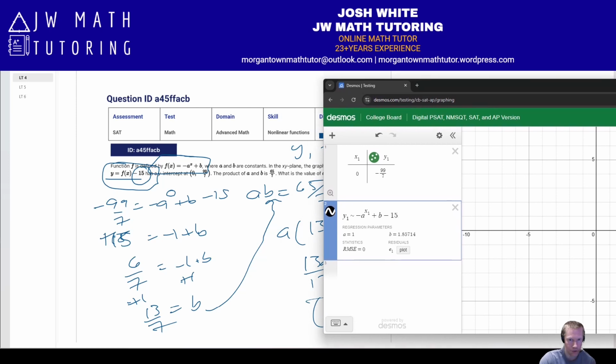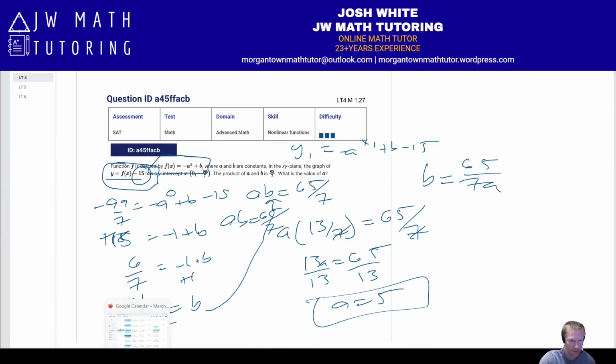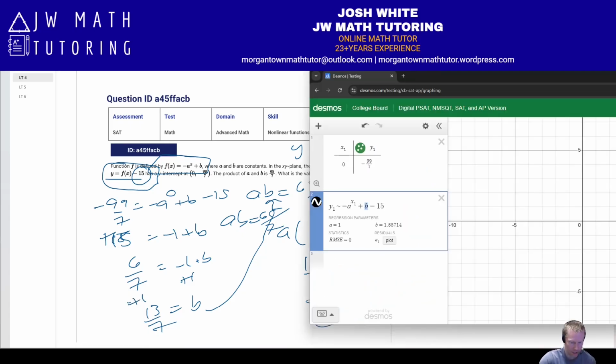So what I'm going to do is take the ab equals 65 over 7, and solve it for b. And I'm going to get that b is equal to 65 over 7a. Then I can replace that in here. Delete this. Now it's only in terms of a, and now it gives me the value for a, which is what I want. So right here, a is 5, and that's it. So again, this is how you could do this entire problem in Desmos using regression.